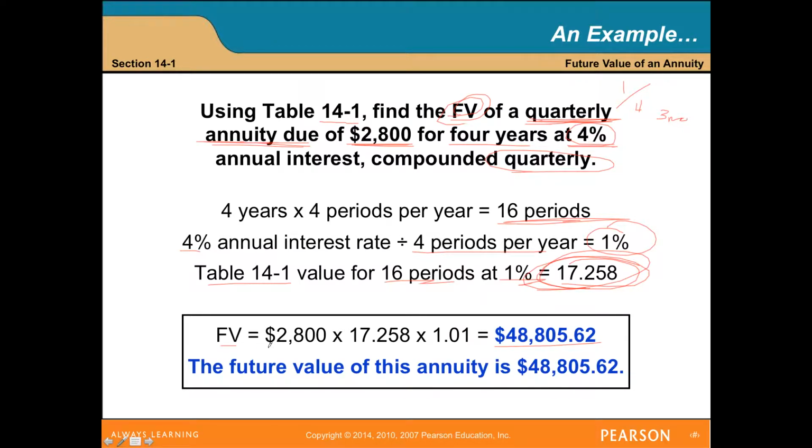So the future value equals 2,800, which is given, the present value, face value, current value, times this factor, which is obtained on table 14-1, times 1.01, which is 1 plus 1%, because it's 1% per period, and that gives us $48,805.62. So the future value of this annuity is $48,805.62.